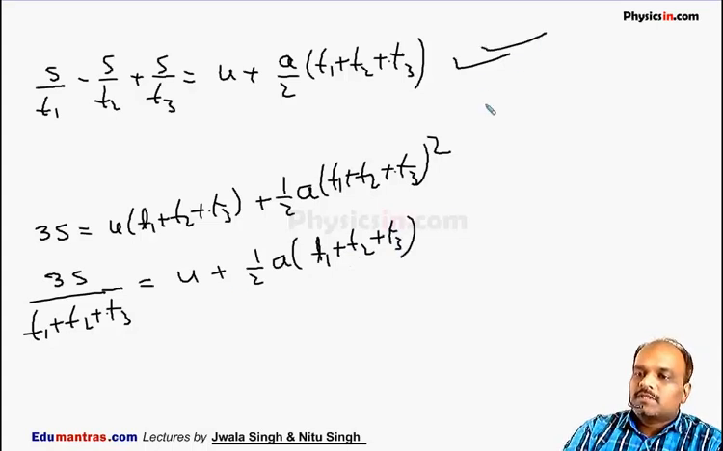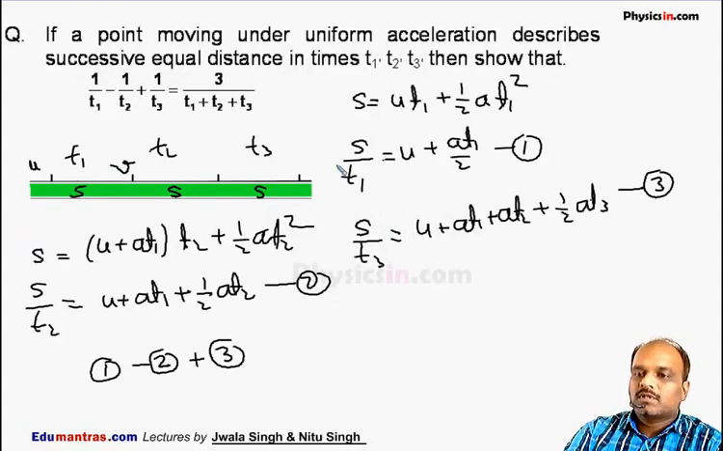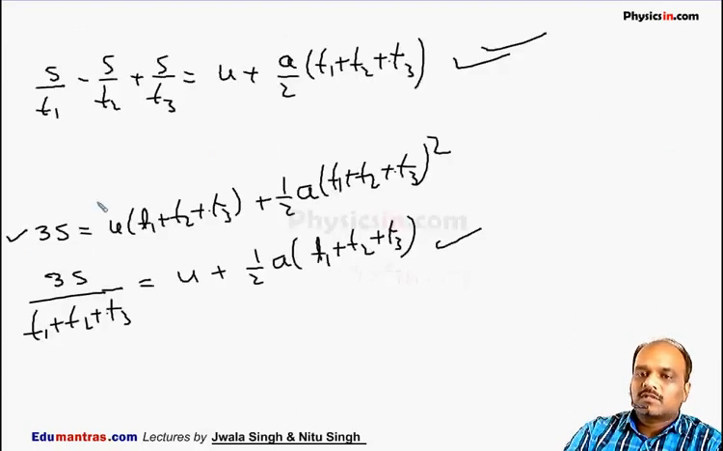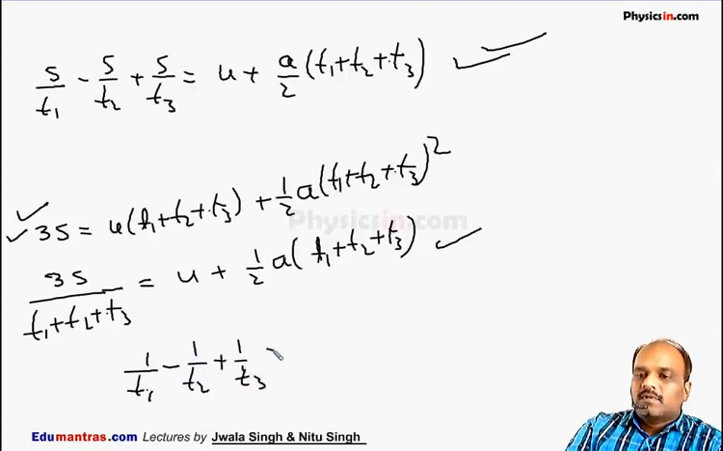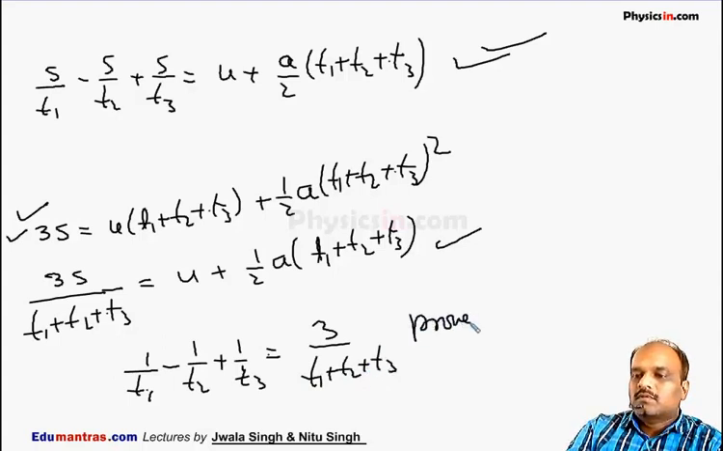If I compare this expression and the expression I have written for the total distance, starting from here to here, this total distance is 3s and the total time is t1 plus t2 plus t3. So by using s is equal to ut plus half a t square, I get this expression. If I compare these two, u plus a by 2 into this, these two are equal. So if I equate these two expressions, I get 1 by t1 minus 1 by t2 plus 1 by t3 is equal to 3 by (t1 plus t2 plus t3). It is proved.